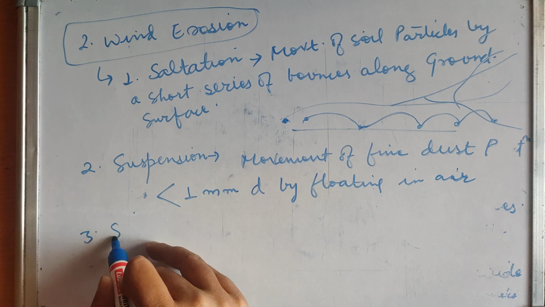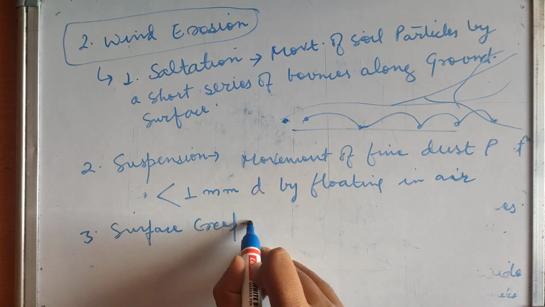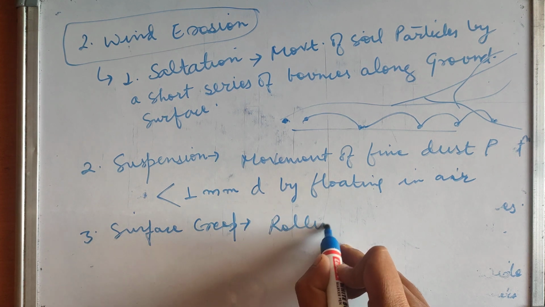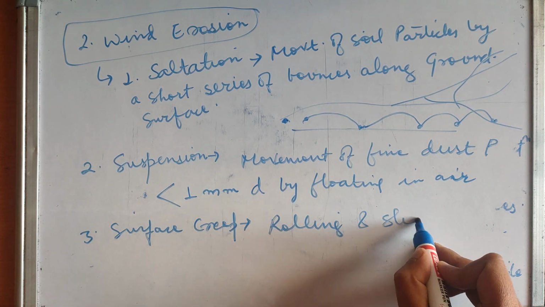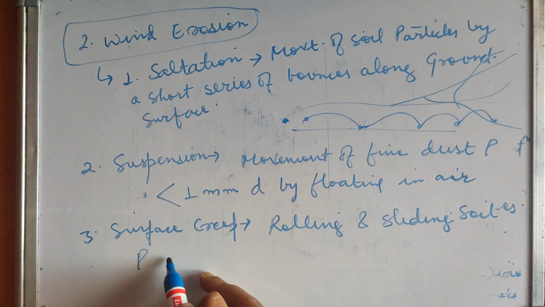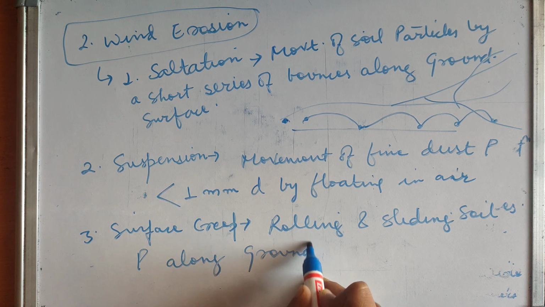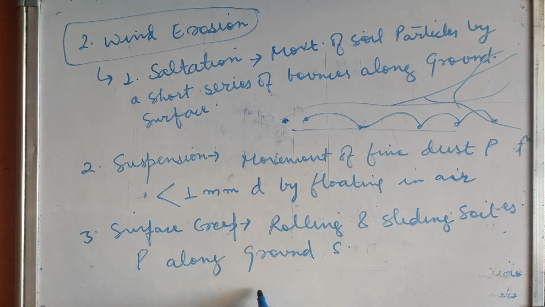Now third one is surface creep. Rolling and sliding of soil particles along the ground surface. So what happens here? These are soil particles, rolling this way. So this is surface creep. I hope you all understand these three types of wind erosion.